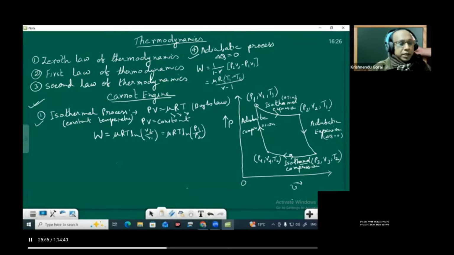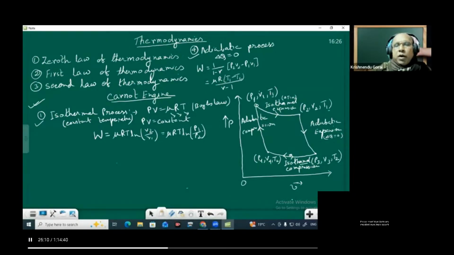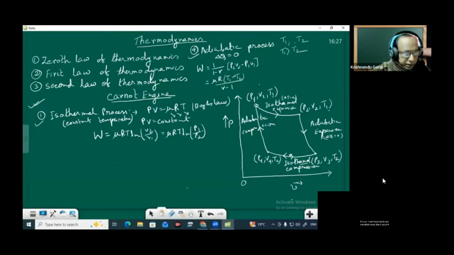And the Carnot engine, how to find it, is very important. Suppose we have a hot reservoir at temperature T1 and a cold reservoir at temperature T2. There are two things in the cycle: one is the hot reservoir at T1, and the other is the cold reservoir at T2. That means T1 is greater than T2.